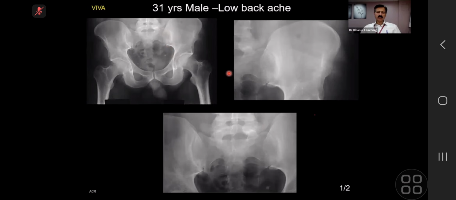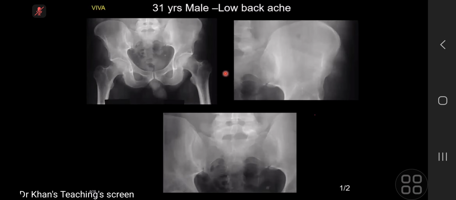What else? Anything else? I can also appreciate there is enthesopathy involving the left lateral part of the sacrum, anterior superior iliac spine region. Okay. What is your conclusion? As it is asymmetrical, psoriasis will be the first diagnosis, or it could be reactive arthritis. Okay, we stop there.